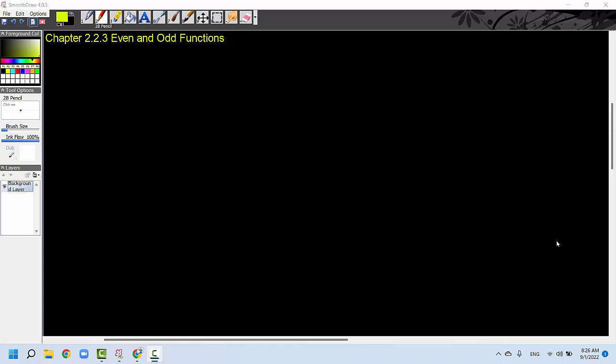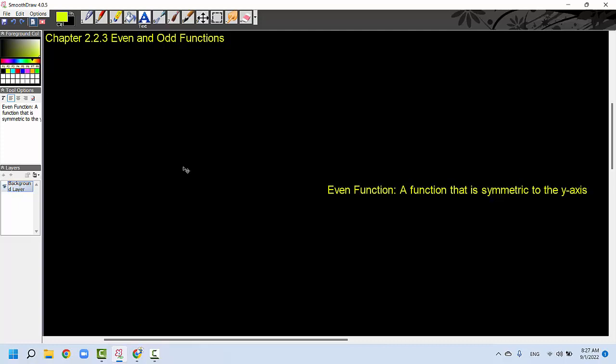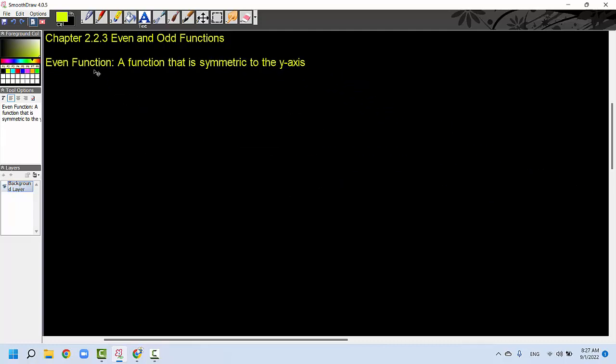In today's episode, we'll be discussing chapter 2.2.3, which is even and odd functions. Let's start off with what an even function's definition is. This is a very definition-based kind of section here. An even function is a function that is symmetric to the y-axis. Right, a function that's symmetric to the y-axis.